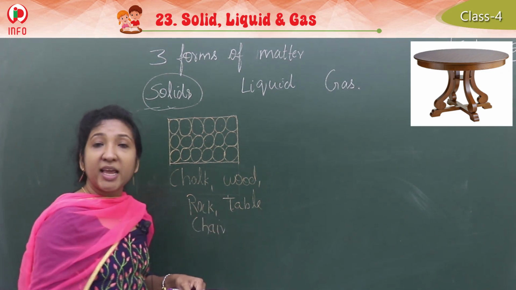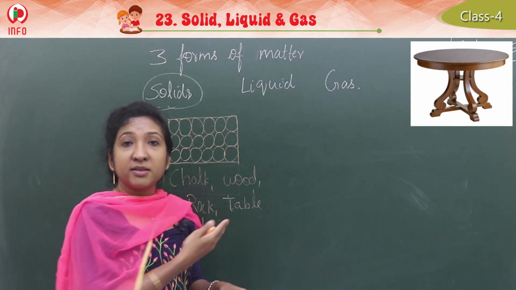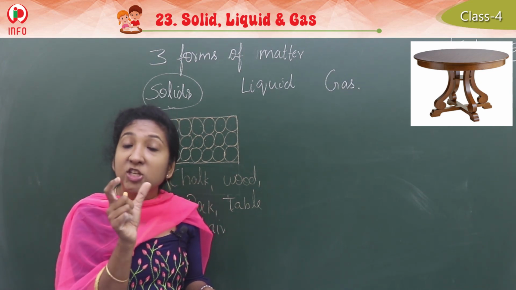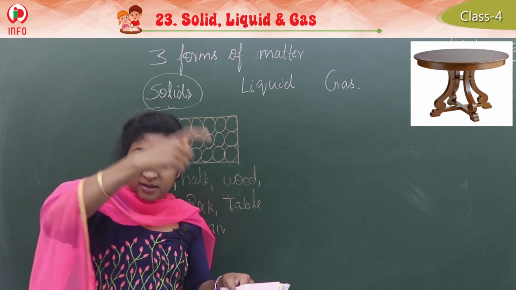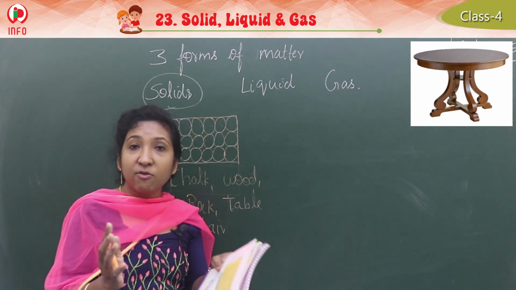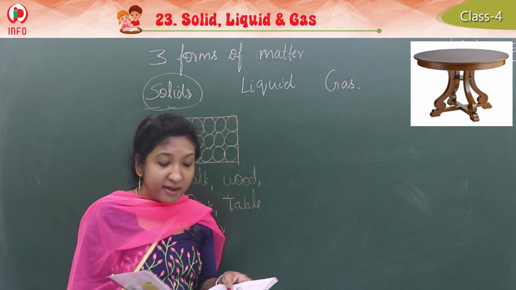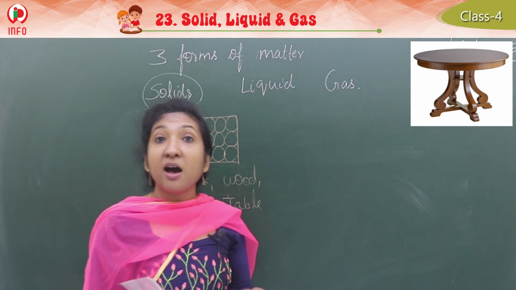They have a definite shape. All these things have a shape, a definite shape. A definite volume means it occupies the space it occupies. It has a volume also. Definite shape and volume. They are generally hard.